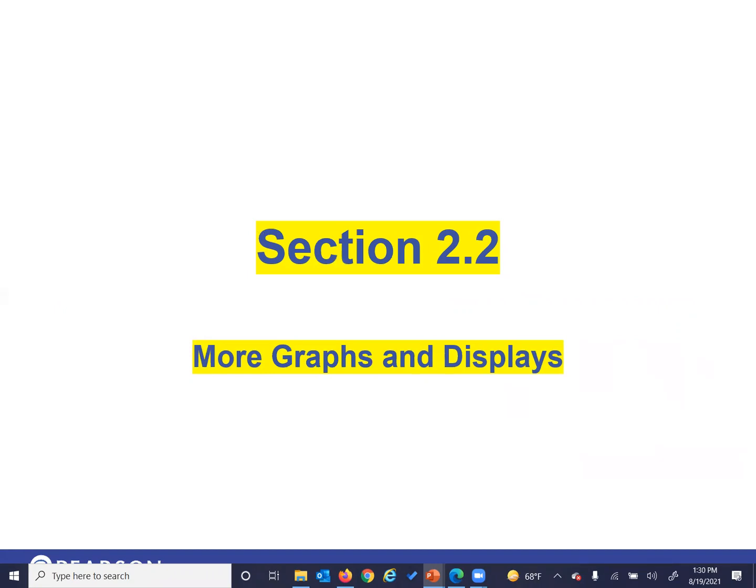Pie charts, I think you guys have seen pie charts before. And then we're going to take a look at qualitative data. That's the next section here. So let's jam, 2.2, more graphs.